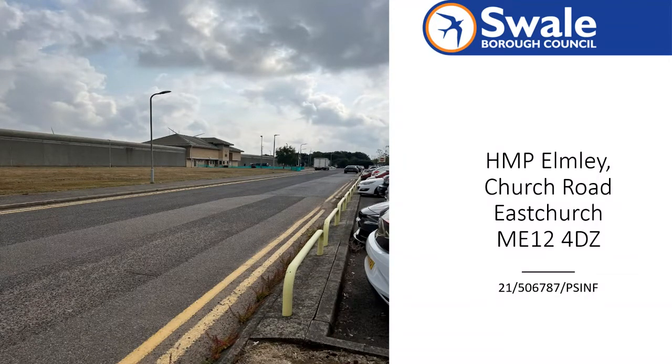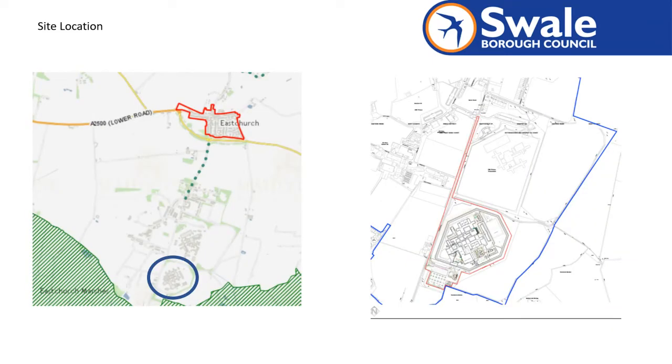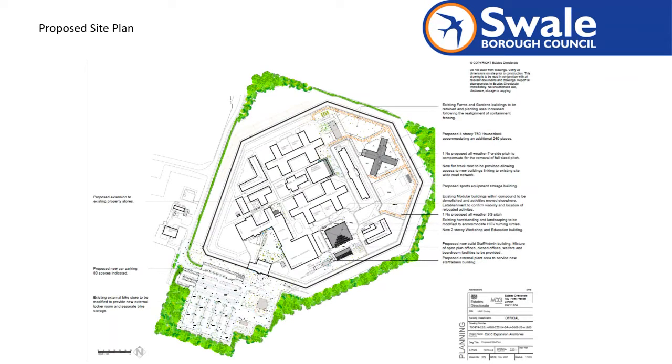This is an application for the expansion of HMP Elmley, which is located in the Sheppey Prison Cluster. The proposal is seeking to provide a 4-storey house block to accommodate 247 prisoners, which you can see located as the cross building in the diagram in front of you. They're also looking to provide a workshop and educational building, which will be 2 storeys in height, and a proposed admin building, which sits just to the south there.